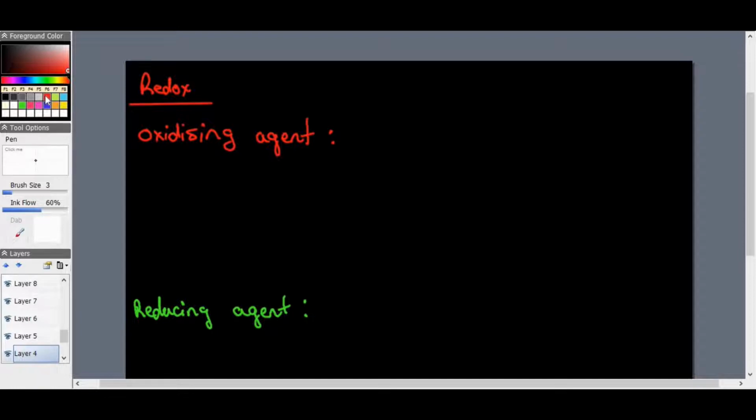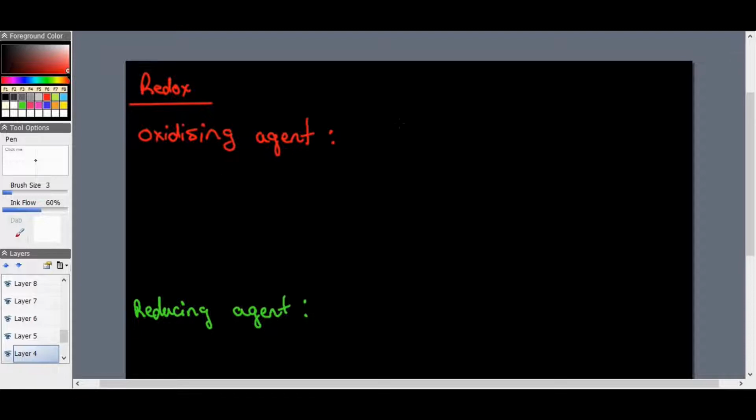So there are 2 definitions. We already know the definition of oxidation. We already know the definition of reduction. But then there are 2 other terms that come into play, which are oxidizing agent and reducing agent. Now these work a little bit differently. The oxidizing agent, because we see oxidized there, we think it works with oxidation. No, it does not.